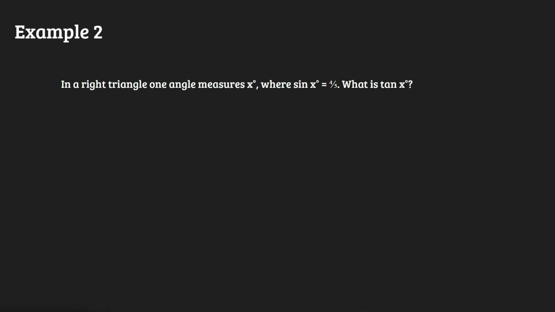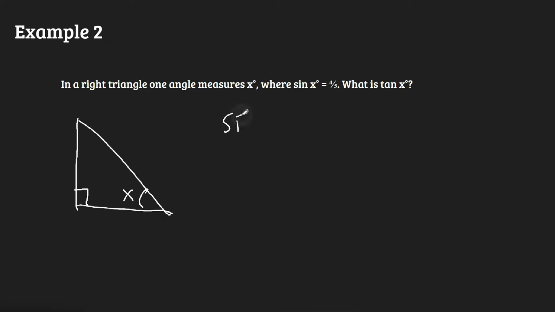In this next example, we have a right triangle where one angle measures x degrees, where sine of x is equal to 4/5, and we want to find the tangent of x. So the first thing I'm going to do here is draw out a right triangle. So we have a right triangle, and one angle is x degrees. And then we're told that the sine of x is equal to 4/5.